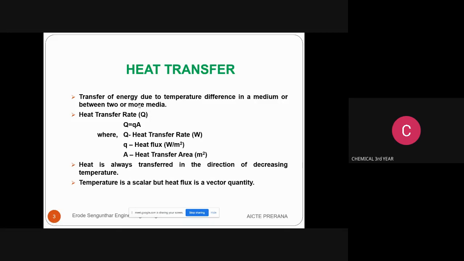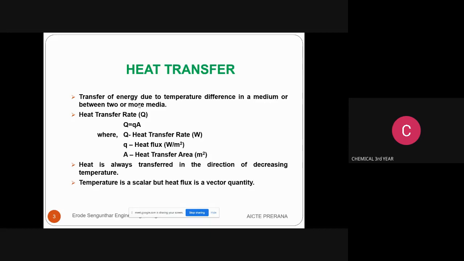The heat is generally formed due to the temperature difference. Generally, there will be a high temperature medium and a low temperature medium, and the transfer will occur from the higher temperature medium to the lower temperature medium only, right? So this is the concept. Heat transfer is the transfer of energy that occurs due to the temperature difference in a medium, maybe a single medium, or between two or more media. While discussing this, we can find what the driving force behind the heat transfer is.